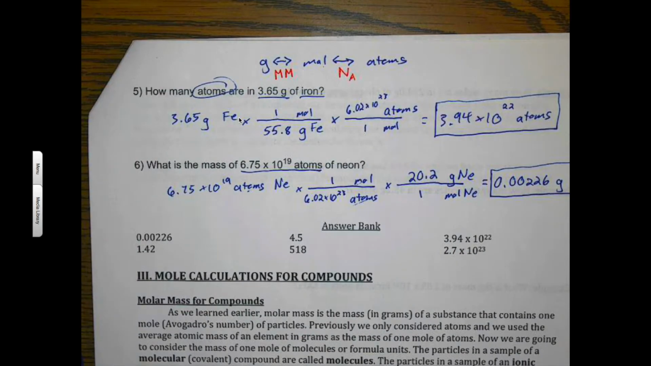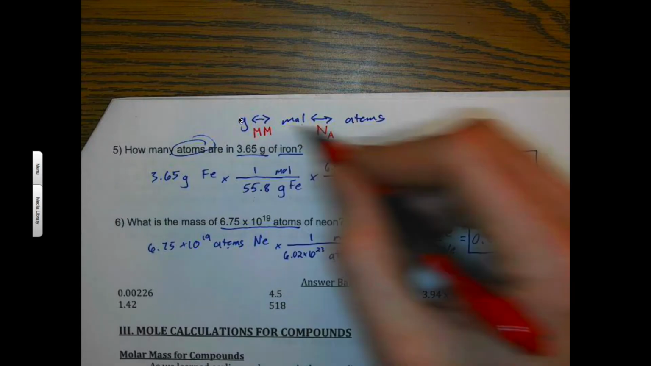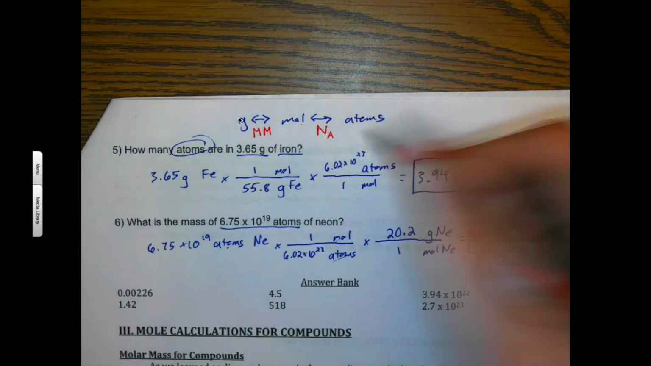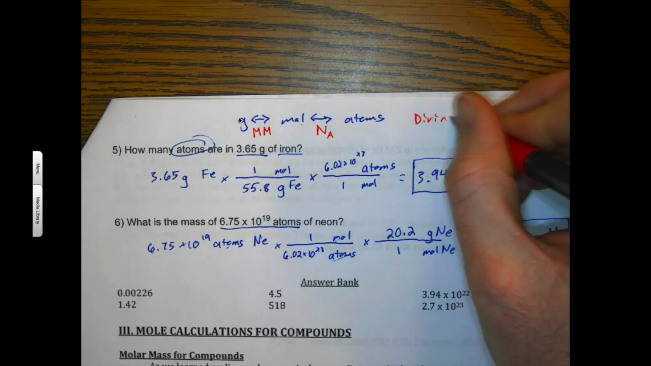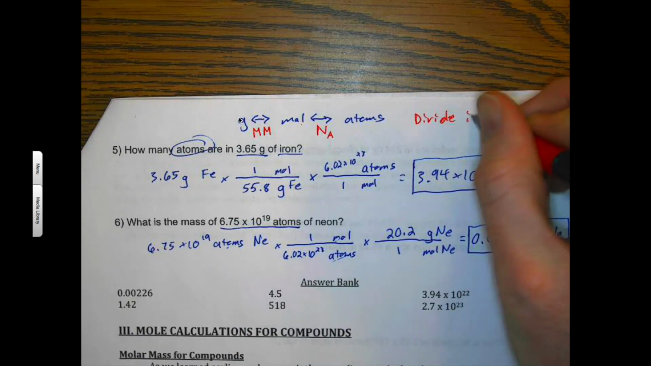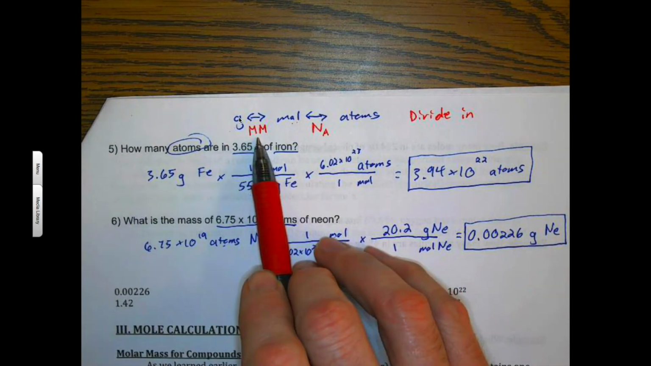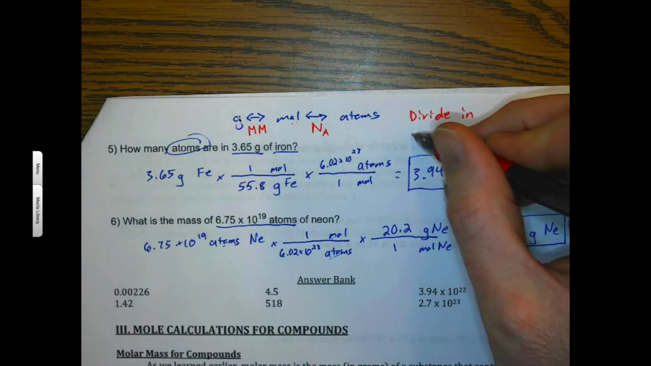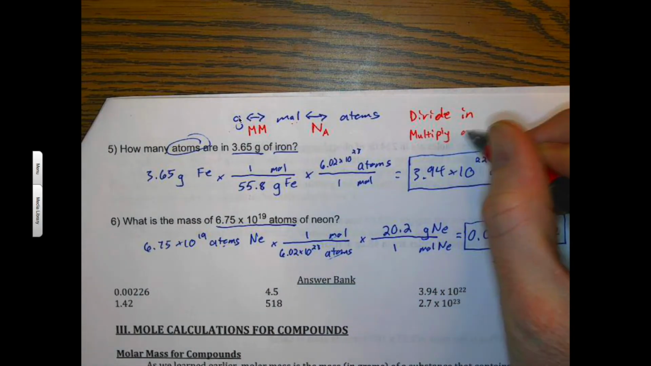Okay. So now, real quick trick, if you remember this little mole map that we have, you divide going in. So that means to go from grams to moles, you need to divide by the molar mass. And then you multiply out.